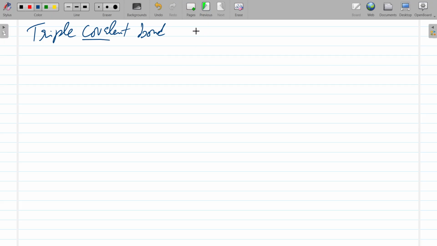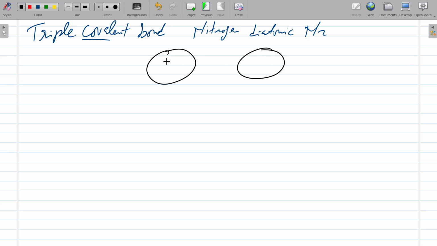And the example for that is nitrogen, which is also a diatomic molecule, N2. Okay, and so what's happening in nitrogen? Well, how many outer electrons does nitrogen have? It has 5. So if I draw nitrogen, 2 of them, so it has 1, 2, 3, 4, and 5 each.